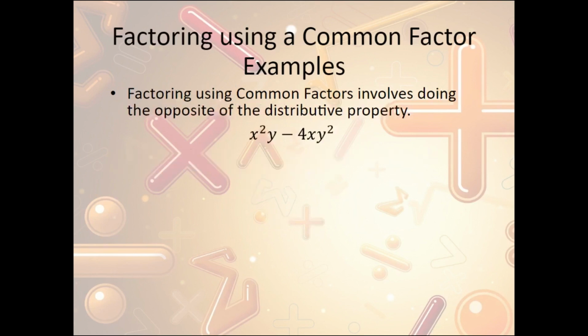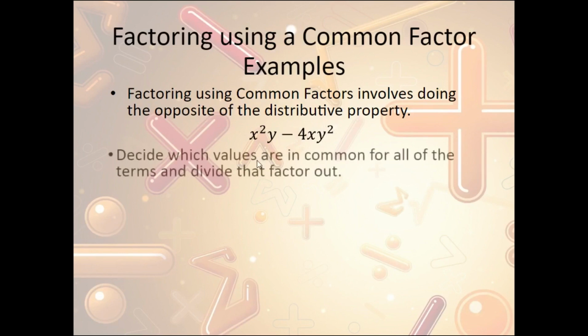Let's look at another example. We have x squared y minus 4xy squared. So we need to figure out what's in common. Well, we have a single x in common here, right? Because this is x squared, there's not a squared here, so we can only pull one x out. And we have a y and a y squared, so we can pull one of those out as well. So we're going to pull out an x and a y. So we know that's what it's going to look like. xy times something is equal to this whole thing.